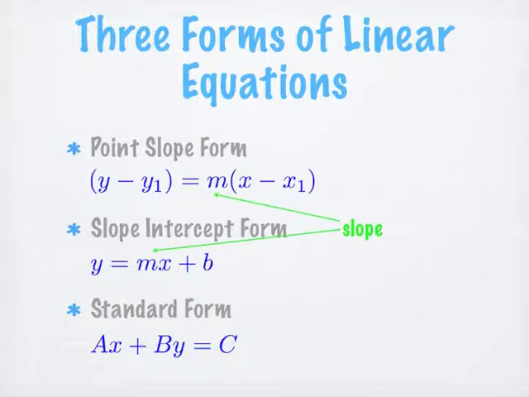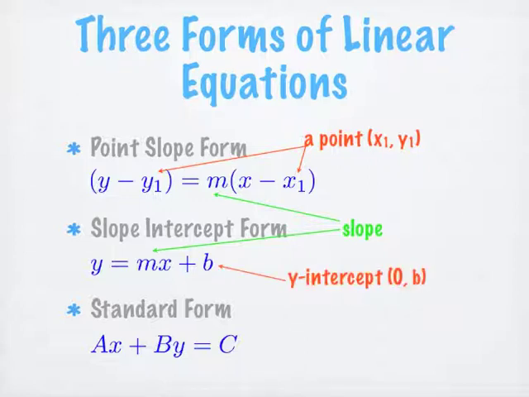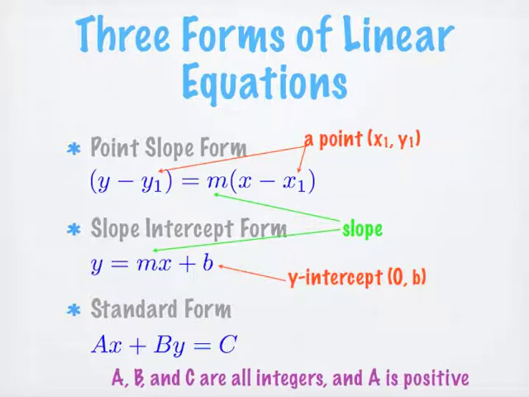Now in the first two, m of course refers to the slope of the line. In point-slope form, y1, x1 refer to some point, any possible point on the line. In slope-intercept form, b refers to the y-intercept, which is the point 0, b. And in standard form, those parameters a, b, and c must all be integers, and a must be a positive integer.